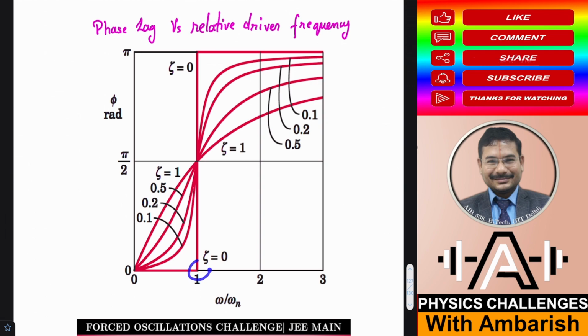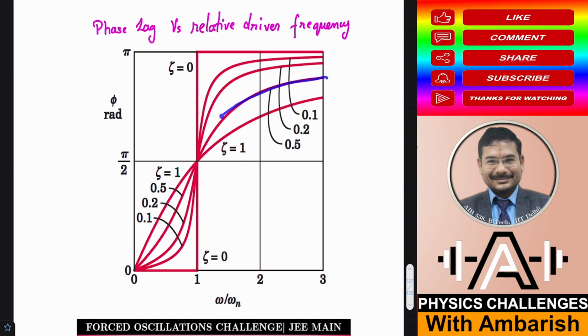So till the driving frequency is less than the natural frequency, the forcing function and the displacement function are in the same phase. Okay, and when the driving frequency is more than the natural frequency, the forcing function and the displacement function are exactly pi out of phase, right? So there's a phase lag of pi. And what happens at other frequencies, if the zeta or the damping is there, finite damping is there? So you can see for zeta equal to 0.1, this S-shaped graph is there. For zeta equal to 0.2 and so on.